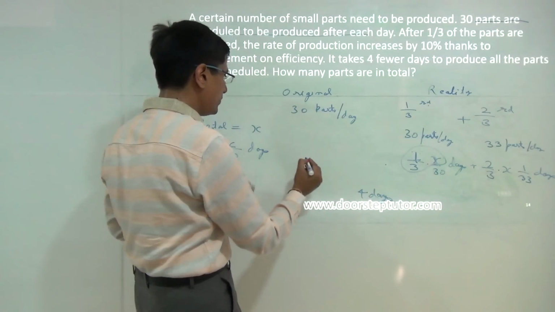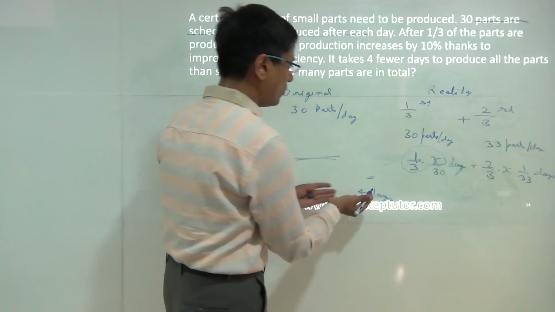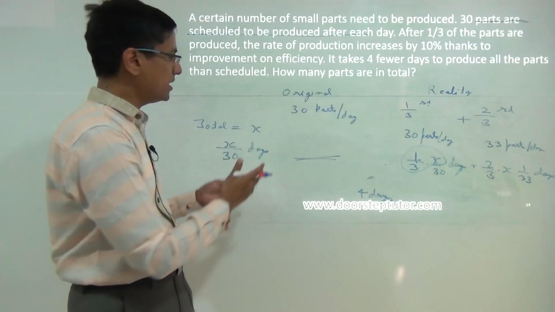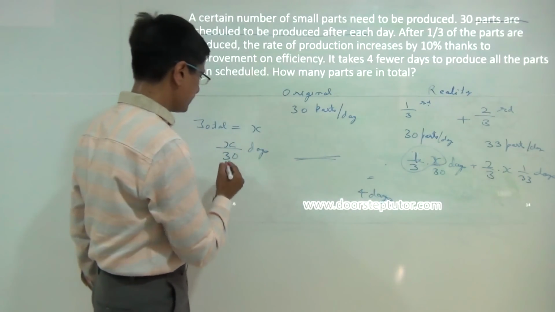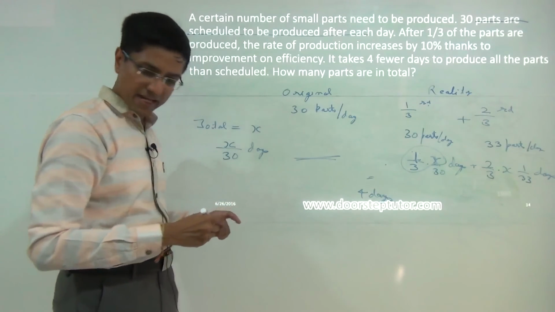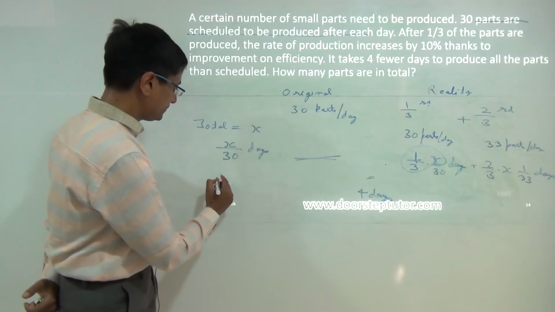And what is the difference between these two? The difference between them, so this is a minus sign, is equal to 4 days. So here is my equation. Right? Let me solve it. So this minus this is 4. So let's solve it now. I'll solve it here in a different color so that it doesn't confuse you.